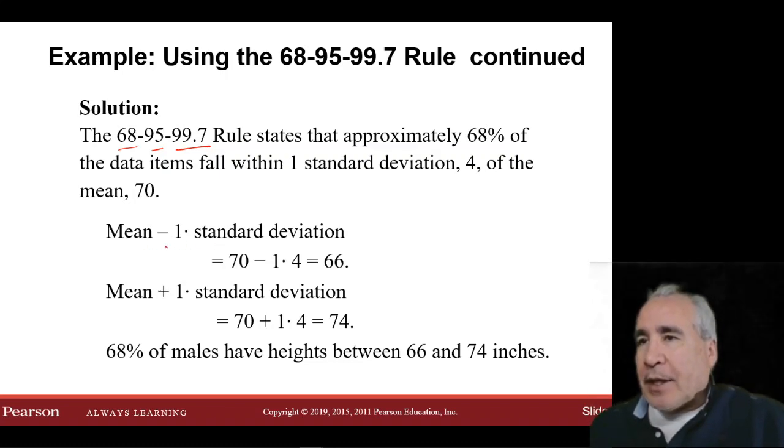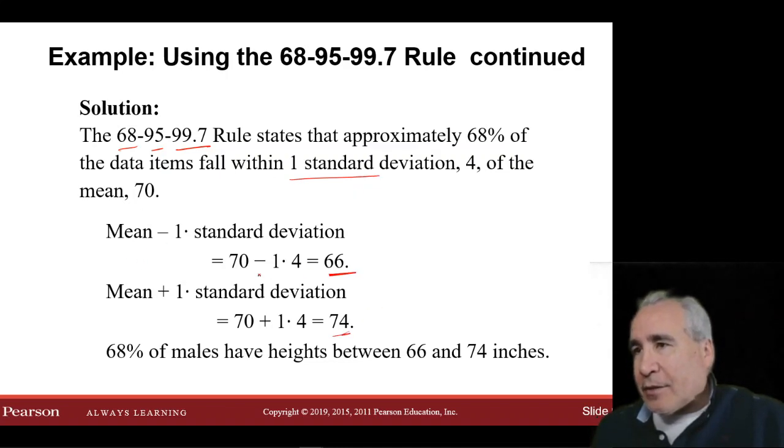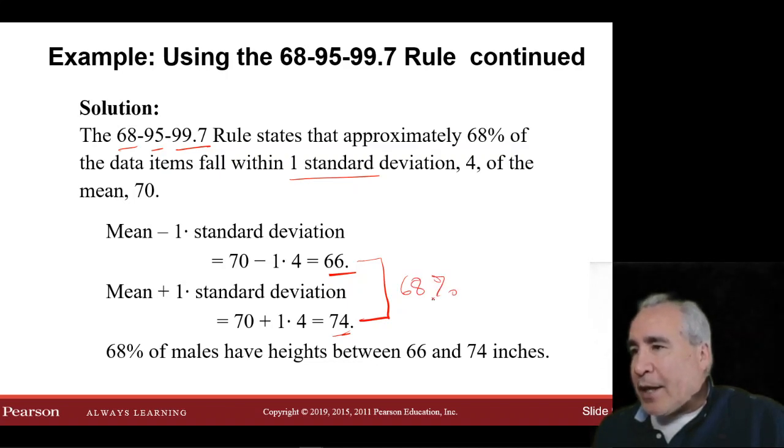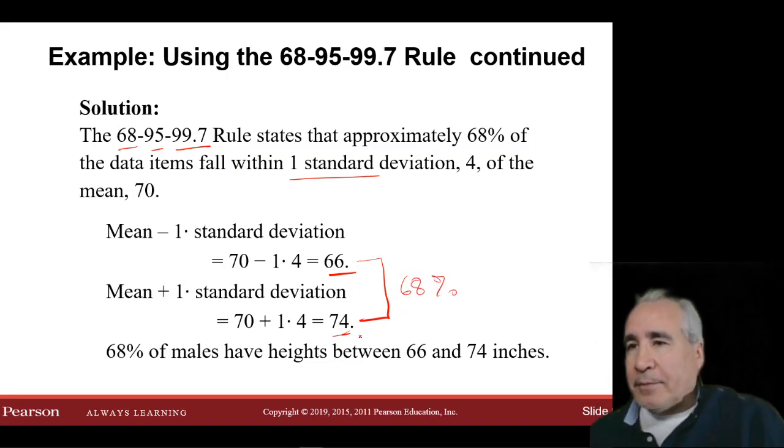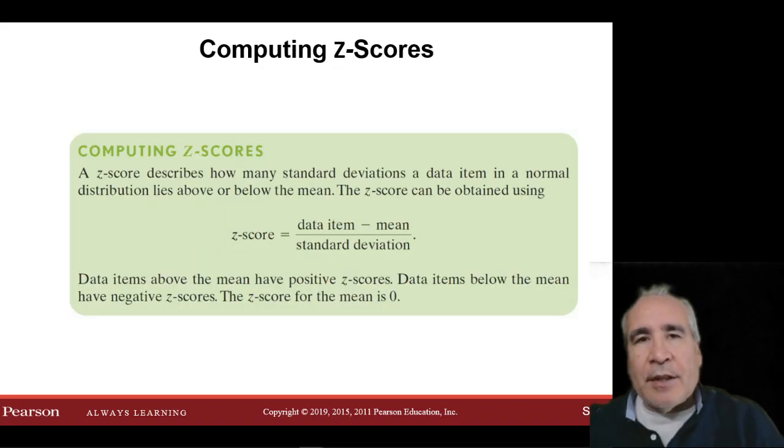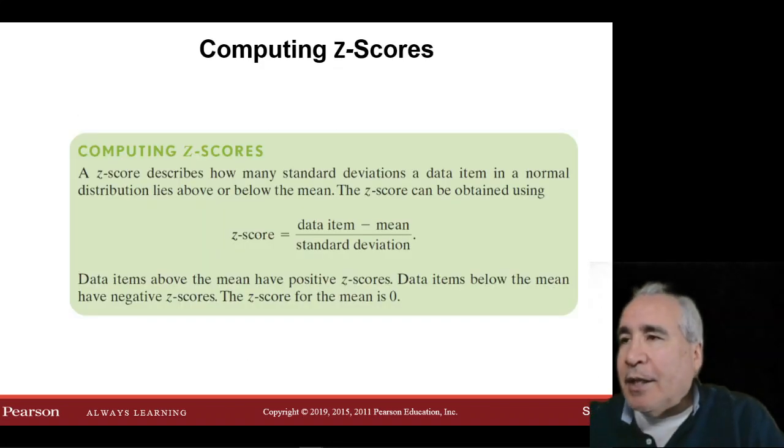Okay, so 68% of the data items fall within one standard deviation. So that's one below to one above. We did that calculation, so subtract one standard deviation, we're at 66. One standard deviation is actually -1 times 4. One standard deviation above is +1 times 4, so that gets us to 74. So there would be 68% of the population of males between these two heights. Okay, and we saw the 2 and the 3.